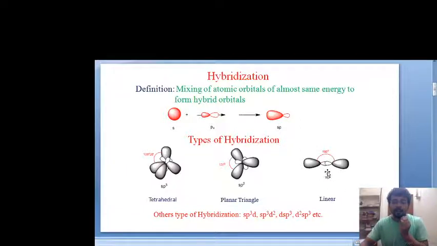Here the bond angle is maintained at 180 degree, and there are other types of hybridizations such as sp3d, sp3d2, dsp3 and d2sp3. The first two are called outer orbital hybridization, and the other two are called inner orbital hybridization, but these are not included in our syllabus. Our syllabus only focuses on three hybridizations, that is sp3, sp2 and sp hybridization.